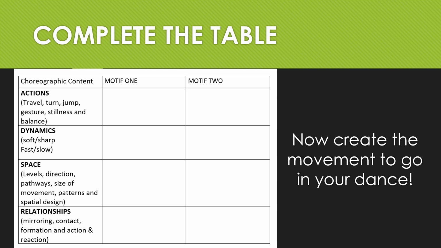And then you want to talk about relationships. So when there's more than one dancer, which hopefully you will have done, if you've done a solo, don't worry. If there's more than one dancer, there can be different relationships. So can there be a moment of contact where they're touching each other? Can there be a specific formation that they're standing in? Do they perform it mirroring, meaning that they're performing in perfect symmetry? Or is there a bit of action and reaction, meaning that when one dancer does something, the other dancer reacts? So make sure you add specific detail in terms of actions, dynamics, space, and relationships.